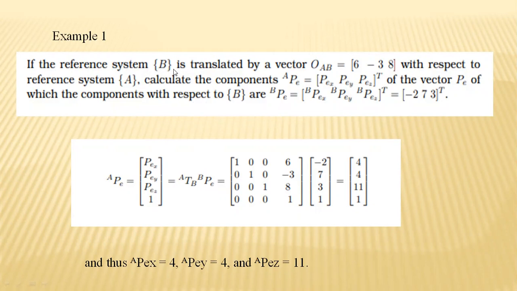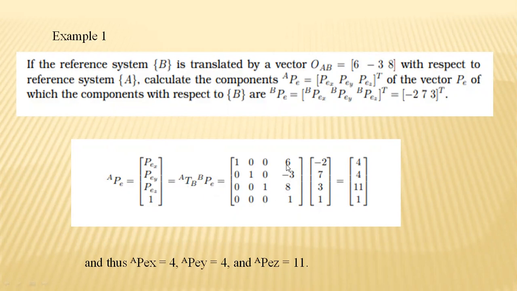So if it has been considered as base frame B, then we have to know the value of the vector related to the B point. Hence, it is -2, 7, and 3. -2, 7, and 3. So this is the consideration. Have a look. Applying with respect to the base frame B, the point B to E. So A transpose to B and base frame B with respect to E.